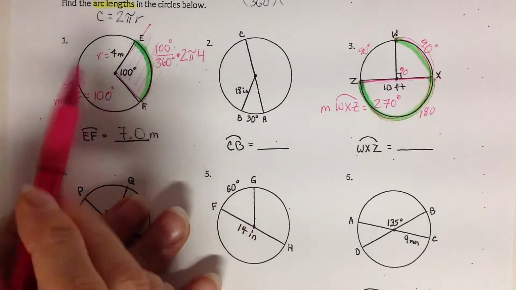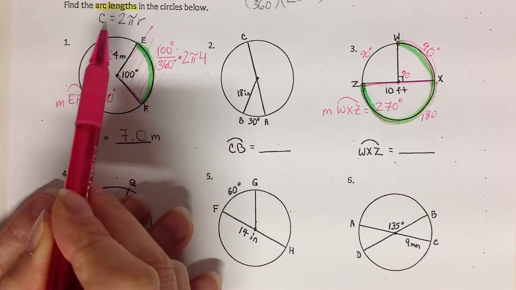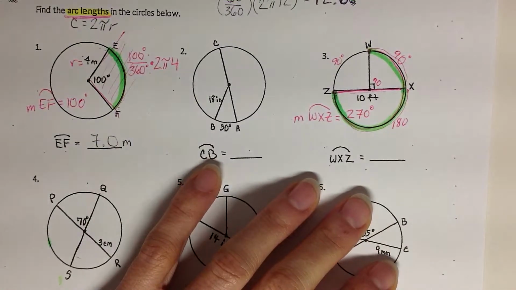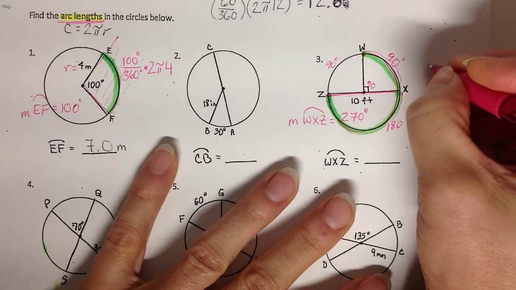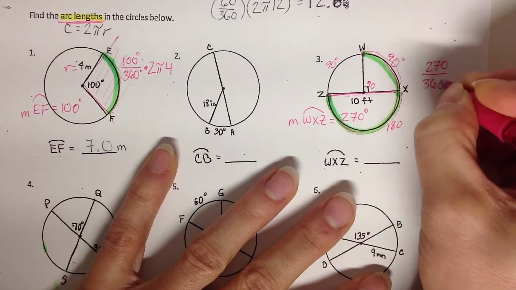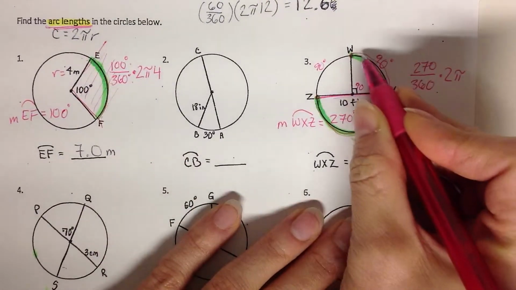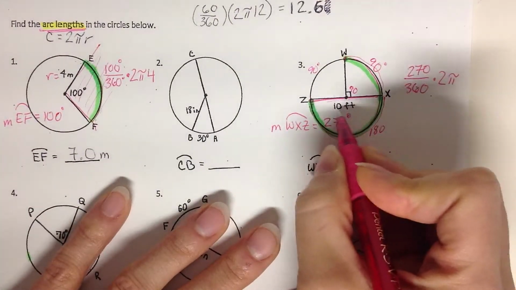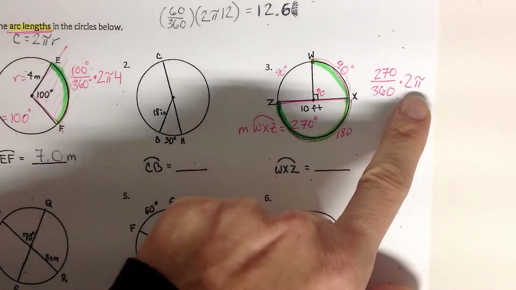Now I've got to do one more thing because I'm not finding the measurement. I'm asked for the arc length, the length of the arc, the distance. Distance is circumference. So I want 270 degrees out of the total 360 times the circumference, 2 pi, and what's my radius? Oh shoot, I didn't do that yet. Make sure you're always using the radius. A common mistake on this one is people are going to put a 10 there.